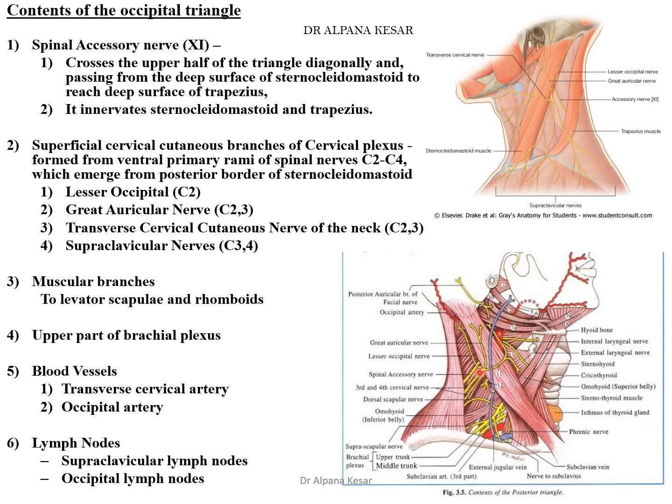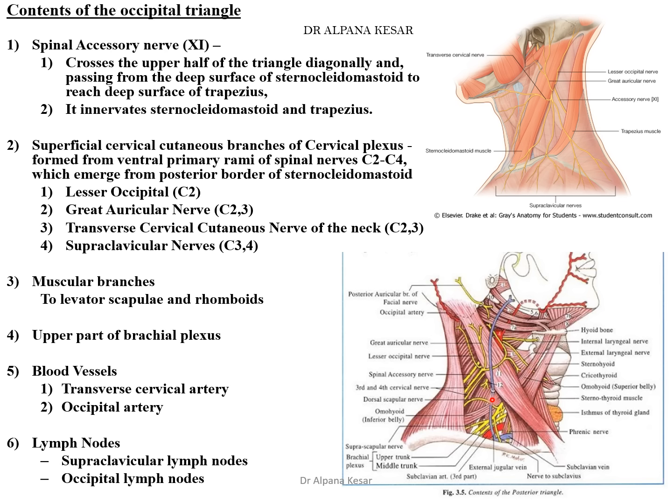Cutaneous nerves, which are the branches of cervical plexus, are also present in the occipital triangle and emerge from the posterior border of sternocleidomastoid. The cutaneous nerves present in the occipital triangle are lesser occipital nerve, great auricular nerve, transverse cervical, and supraclavicular nerves. Muscular branches to levator scapulae and rhomboids are present. Upper part of brachial plexus is yet another content of the occipital triangle.